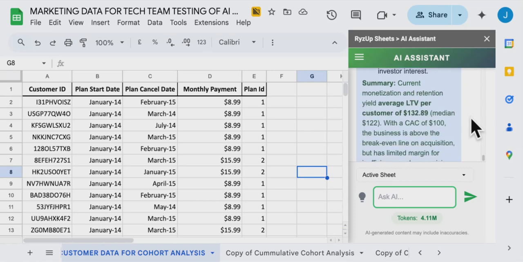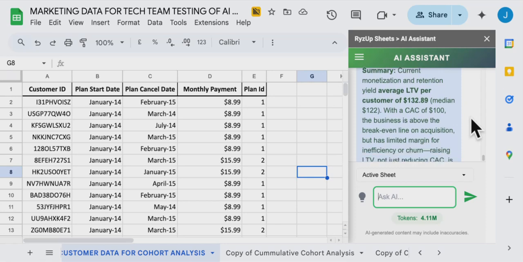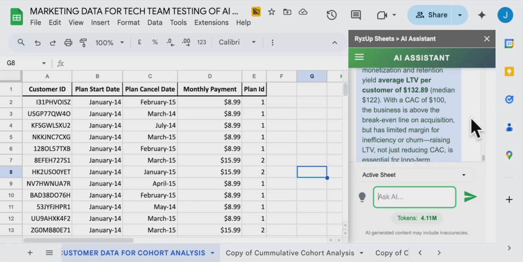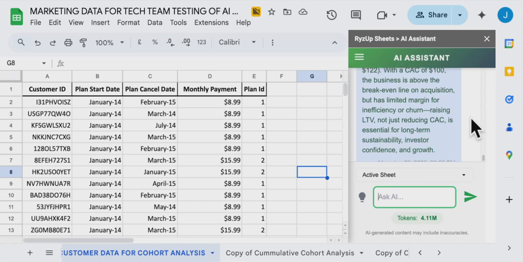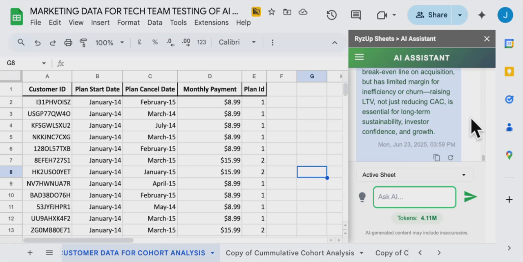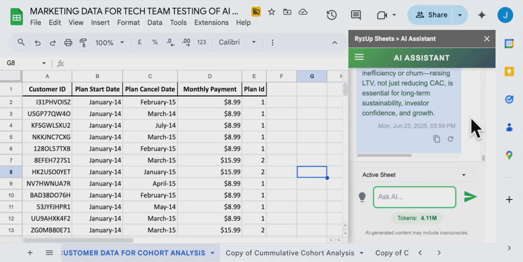And then it summarizes everything by saying current monetization and retention yield average LTV per customer of 132.89 with a CAC of 100. The business is above the break-even line on acquisition but has limited margin for inefficiency or churn. Raising LTV, not just reducing CAC, is essential for long-term sustainability, investor confidence, and growth.